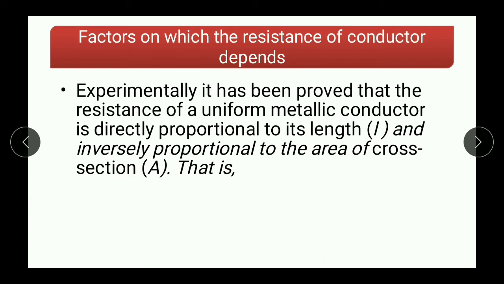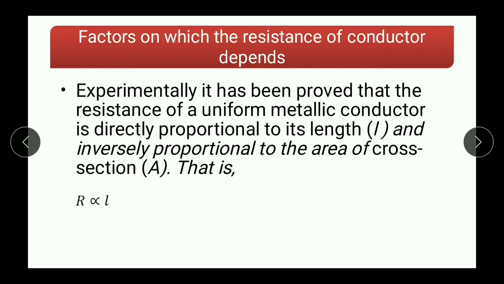So resistance is directly proportional to length. It means that if I increase the length of the wire, then resistance will increase. While if I increase the area of cross section, then resistance of the conductor will decrease. So these were the observations that were proved experimentally.